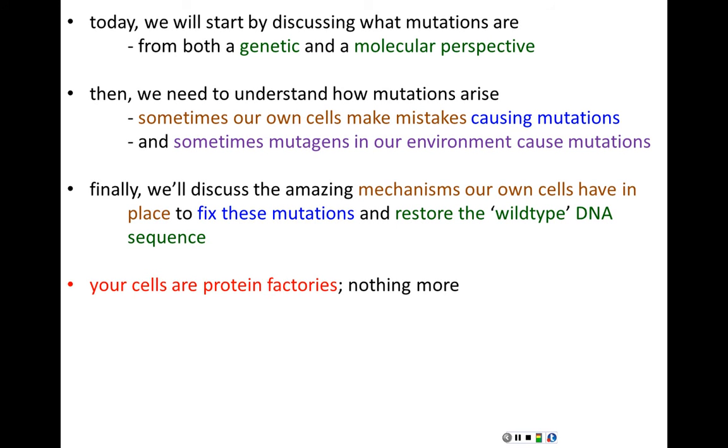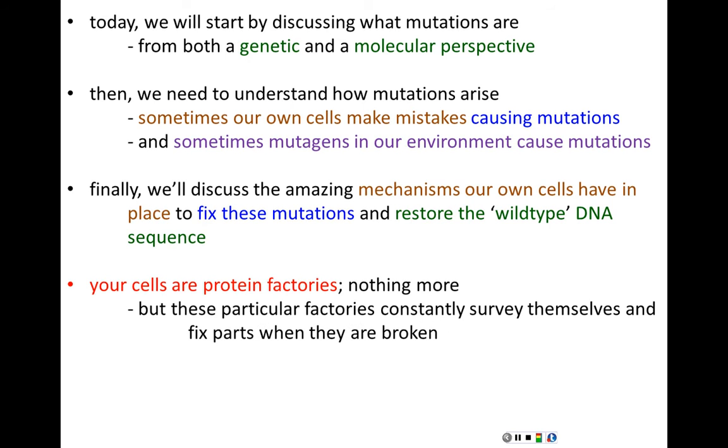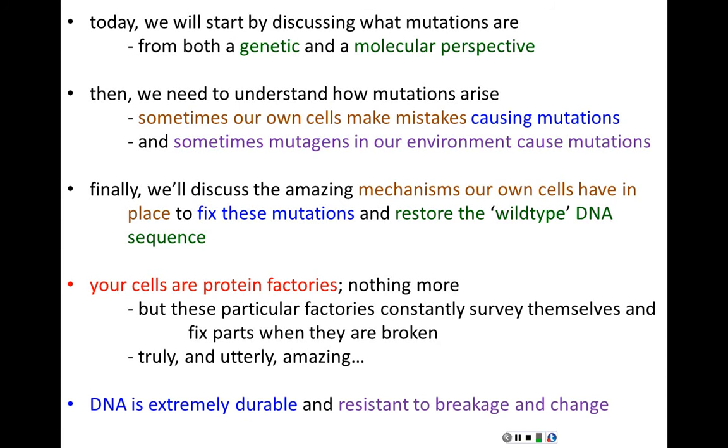Genes exist to encode proteins using the central dogma concepts that we covered in the last lecture. And these proteins then go and keep the cell alive. But these particular factories, these cells, these protein factories constantly survey themselves. And unlike any modern day factory, the factory is capable of fixing itself when parts become broken. So it's doing its own diagnosis, it's doing its own repair, while continually keeping itself running. Unbelievable. It's unbelievable.